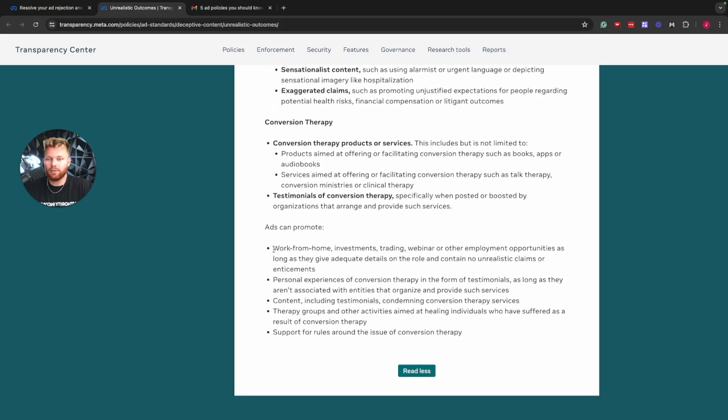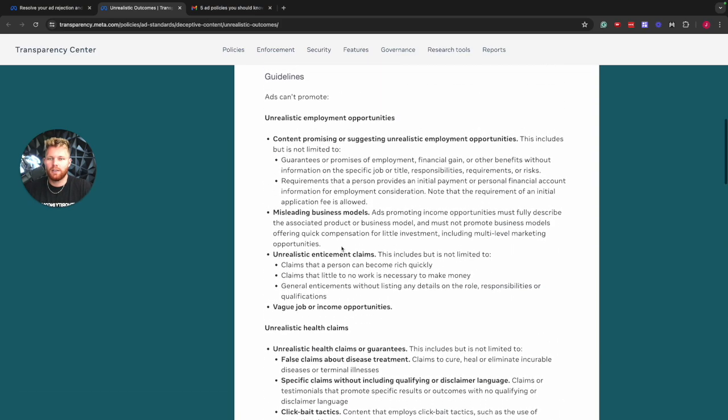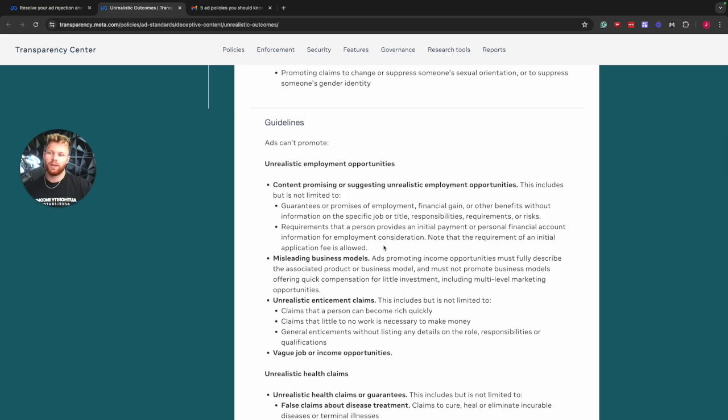Ads can promote work from home, investments, trading, webinar, or other employment opportunities as long as they give adequate details on the role and contain no unrealistic claims or enticements. So essentially, you just have to be kind of broad, but to the point of what you're promoting. A lot of this, there's a lot of keywords that usually get flagged in here. So for example, there's a couple ways around this I want to share with you.